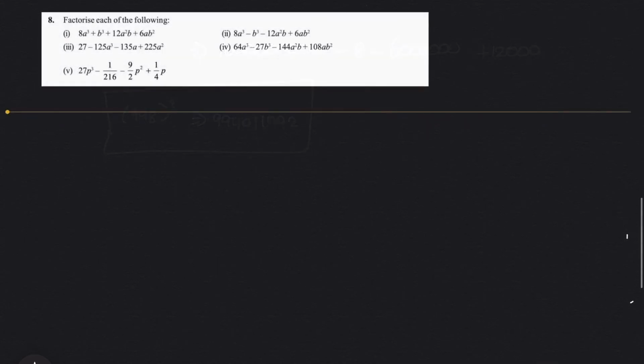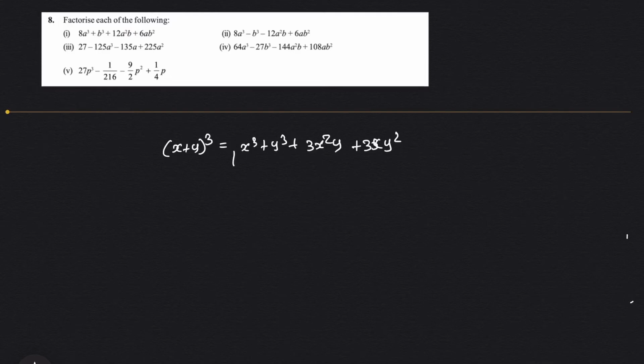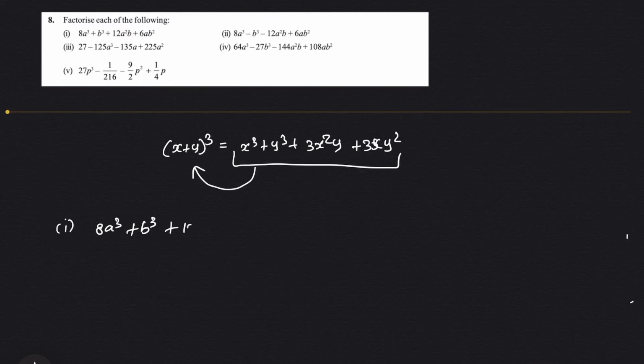Now move to question number 8. The first one. So everything is only based on the cube. So the general formula, (x plus y) whole cube is equal to x cube plus y cube plus 3x square y plus 3x y square. That's it. So the value is given like this. We need to convert it into this general form. The first question, 8a cube plus b cube plus 12a square b plus 6a b square. Now compare to this formula.